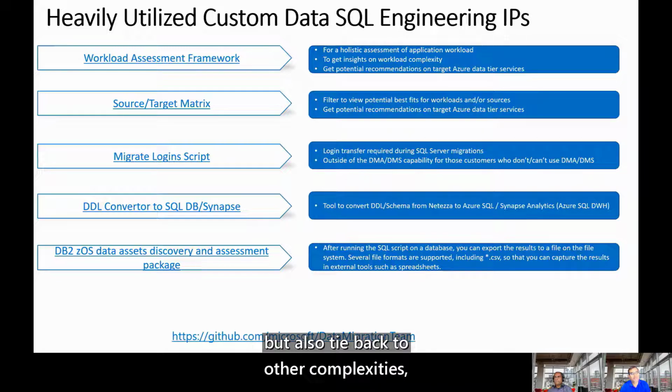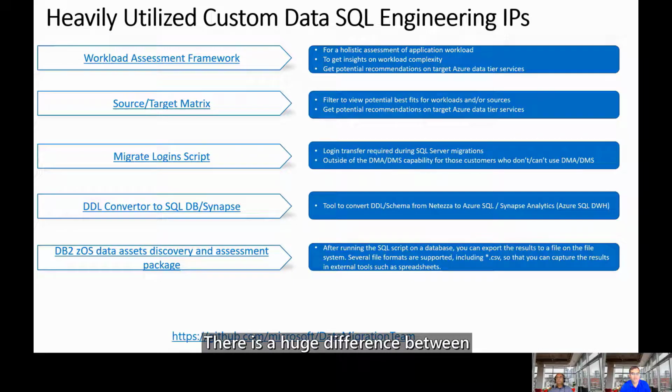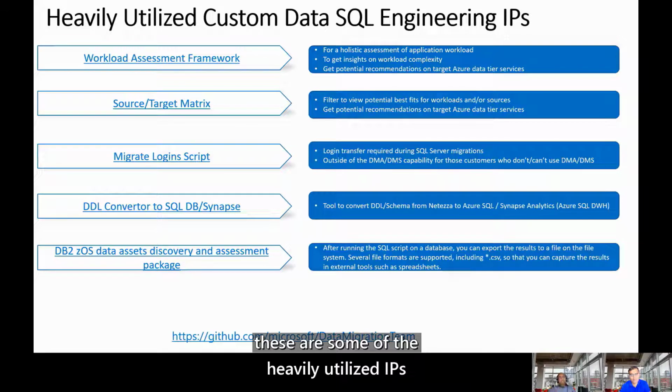also tied back to other complexities such as data privacy, network access, right? And then nature of engagement. For example, a technical decision versus a consulting decision, right? There is a huge difference between the time and effort and the skills it requires, right? So on this slide, these are some of the, I would say, heavily utilized IPs that we are seeing on top in conjunction with our first-party tools that are being used.